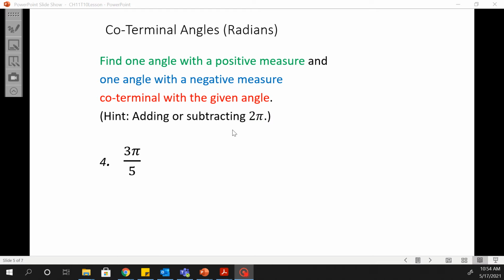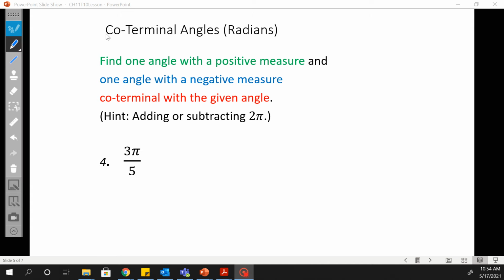So, coterminal angles in radians. Find one angle with positive measure and one angle with negative measure that are coterminal. So we'll find a positive one and a negative one. Now this is actually the same thing, just like we added or subtracted 360. Well, that's a full circle. We're also going to be adding or subtracting a full circle, but remember a full circle would be 2 pi.